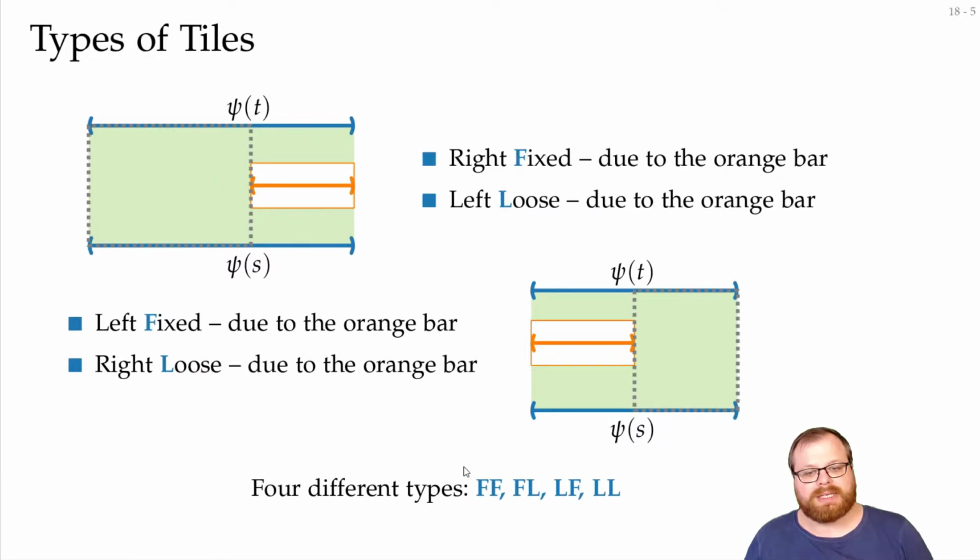And in the recursive algorithm, we will always tell our children what type we need. Do we need both sides to be fixed? Do we need both sides to be loose? Do we need one to be fixed, one to be loose? Depending on how the structure looks.